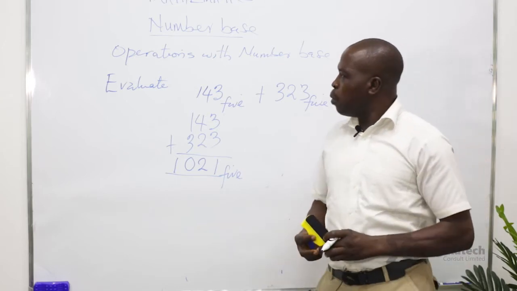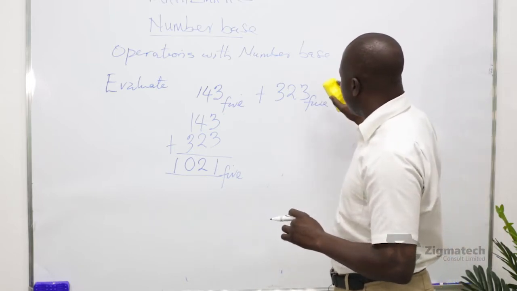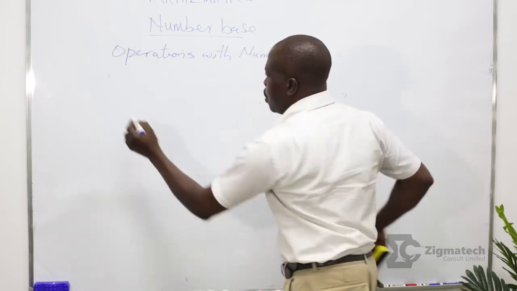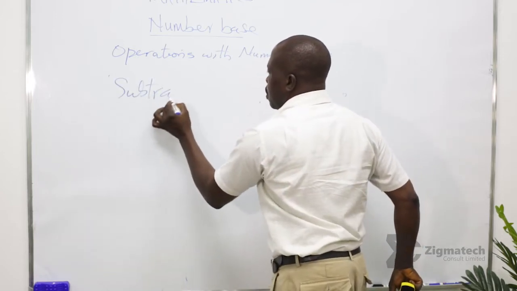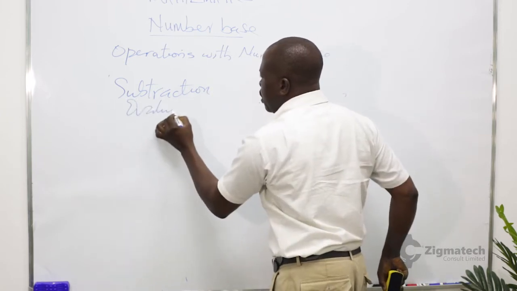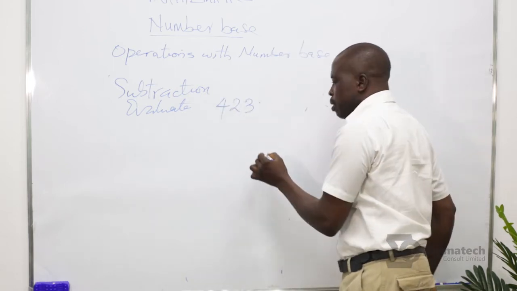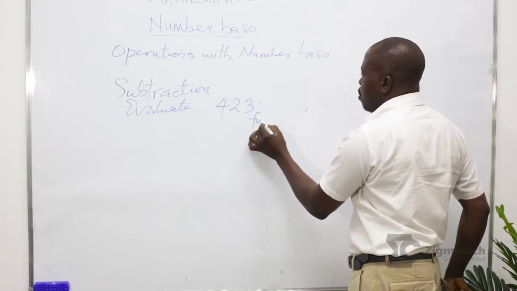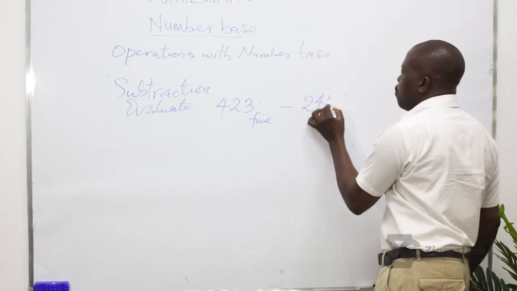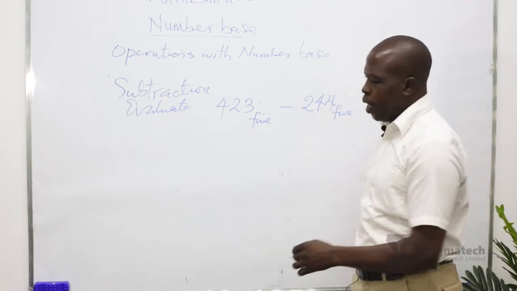Now, the next one we are going to do is subtraction. Let's go. Subtraction. For example, if you are to evaluate 423 base 5 minus 244 base 5, we do it this way.